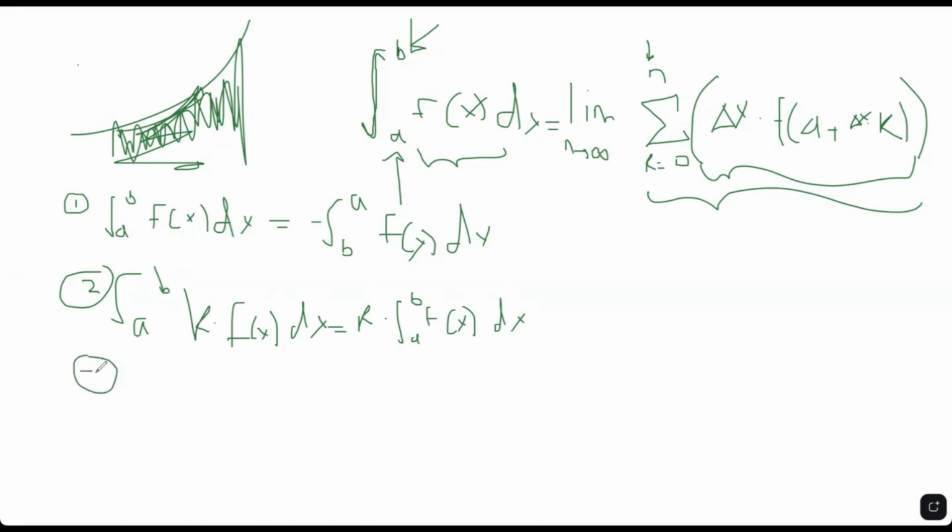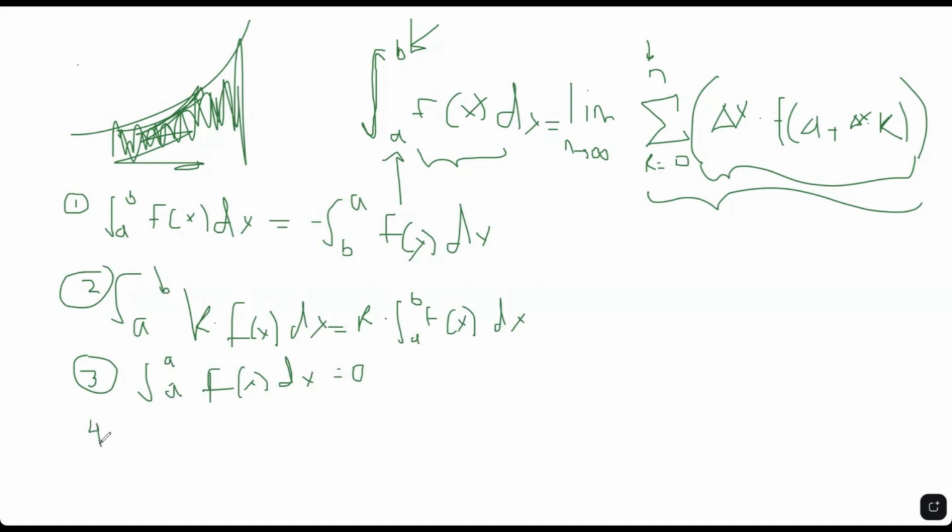Third one, integral from a to a of f of x dx is equal to 0. Basically saying if you're just talking about one point, from a point to itself, it's going to be 0 since there's really no area.